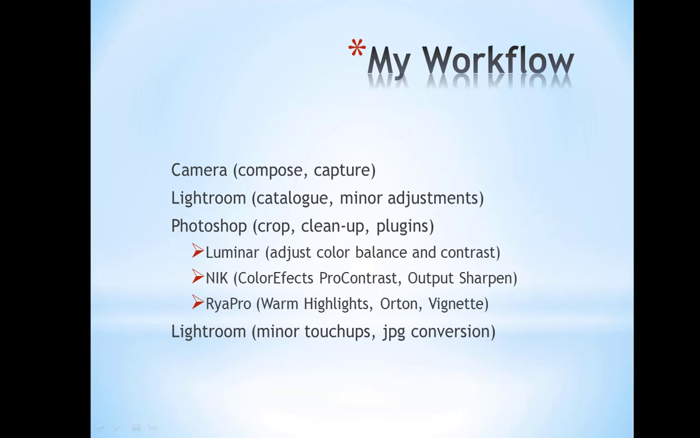Okay, here's a summary of my workflow. It all begins in the camera to compose and capture the image, and if you do this wrong, none of the rest counts. From the camera, I go to Lightroom and the first thing I do is catalog each image. This allows me later to find a specific image out of thousands in a few seconds. I make a few adjustments in Lightroom and then move on to Photoshop.